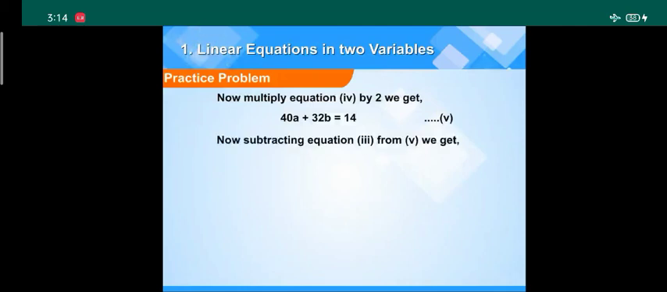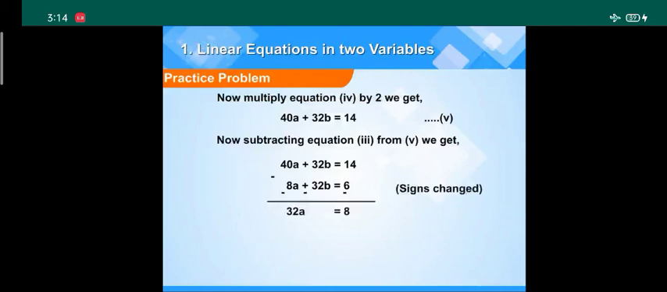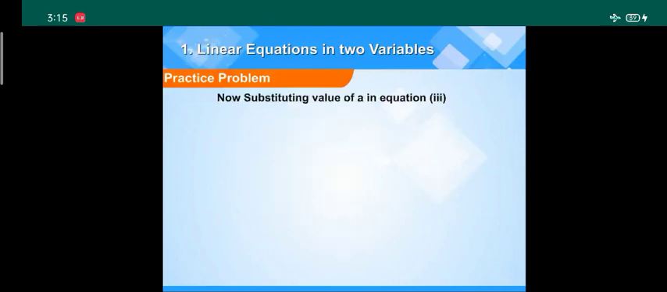Subtract equation number 3 from equation number 5. We get 40a plus 32b is equal to 14. Minus 8a plus 32b is equal to 6. Signs changed. 32b and minus 32b will get cancelled. Therefore, 32a is equal to 8. Therefore, a is equal to 8 divided by 32. Hence, a is equal to 1 divided by 4.